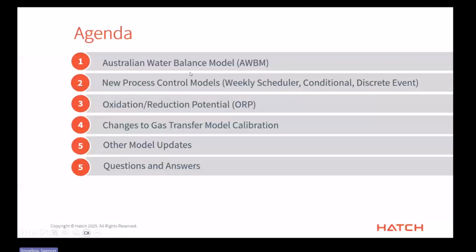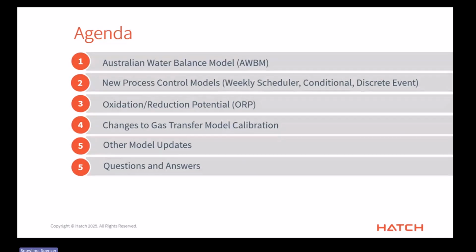Okay. So our plan for today is to talk about, first of all, the Australian water balance model. That is our new runoff model that you can use to simulate storm flow from rainfall. We're going to talk about the other process control models. Those are the controller boxes that you can put on your drawing board. We have several new ones in GPSX during this release, and we talked about some of them last time, and we'll do the rest of them today.